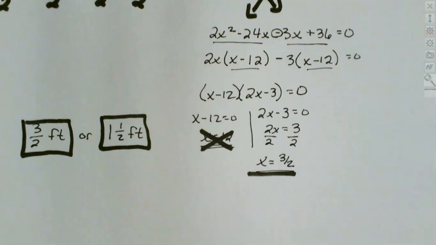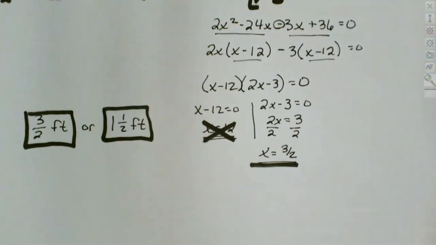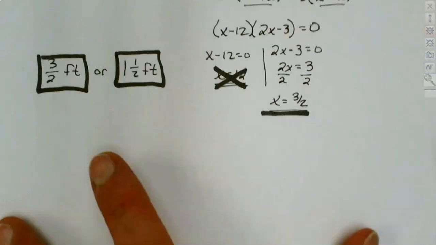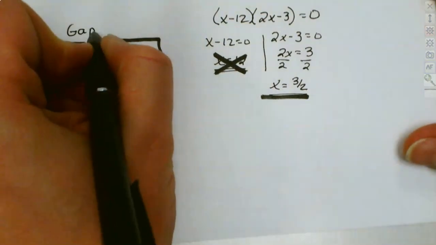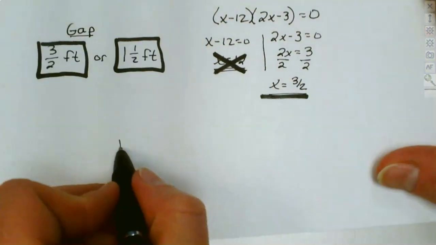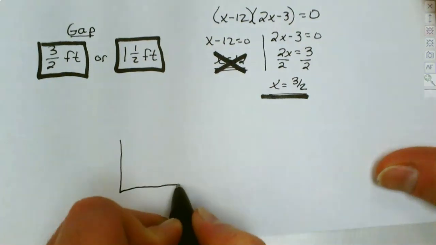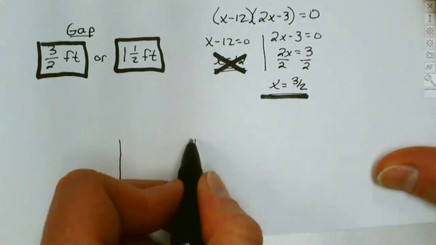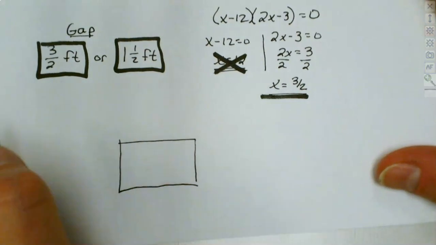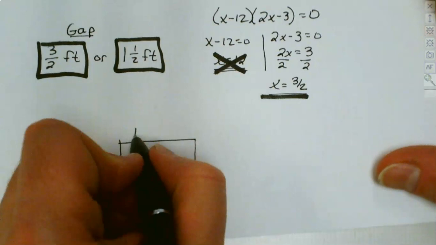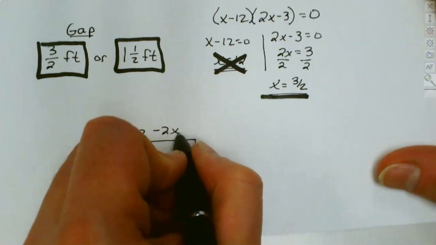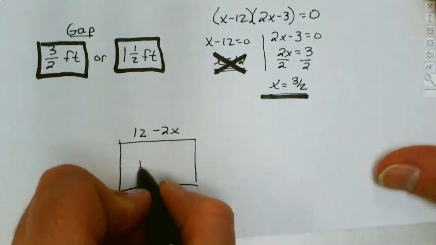So what's my rug going to be? Okay, so this is not our complete answer. We have to go back and read it again. You got to always go back and double check it. This is the gap. Okay, so this is the gap around the room. Now, what does our rug look like? Well, our rug looked like this. Our rug was 15 minus 2x and 12 minus 2x. So this is going to be our rug.